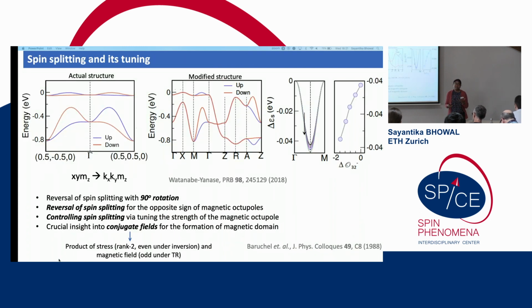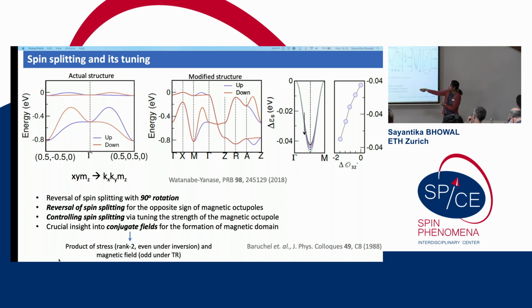Now we want to see what is the effect of this manipulation on the non-relativistic spin splitting. So the representation of the magnetic octupole in the K space is Kx, Ky, Mz. And from this representation itself, we can see that if we go anywhere in the Brillouin zone, if we have non-zero Kx and Ky, there will be some spin splitting. And indeed, in the band structure, if we go along the 110 direction, we see spin splitting appearing even without the presence of spin-orbit interaction. Now, also evident from this representation, if we change the sign of either Kx or Ky, then the spin splitting should also reverse.